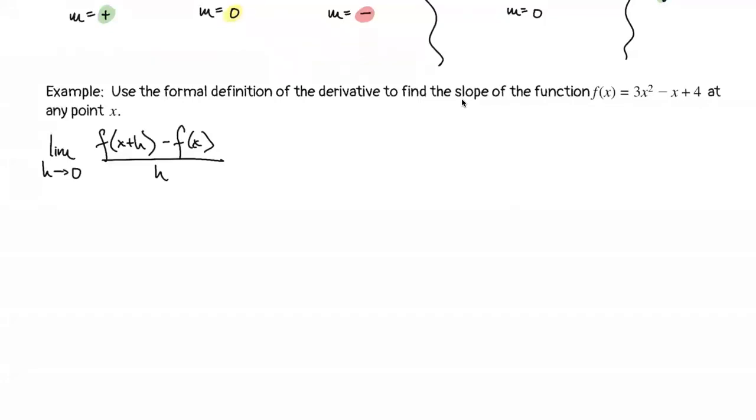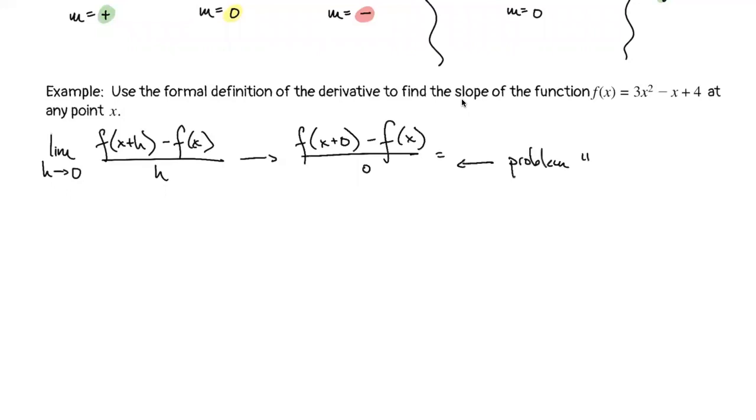Now, let me ask you something. If I plug in 0 for h right now, what happens to my fraction? Yeah, if we just plug in 0, we'll get f of x plus 0 minus f of x over 0. And when we divide by 0, that's a problem. So because we can't just plug in 0, we're going to do some algebra, and then at the end, we're going to plug in 0.